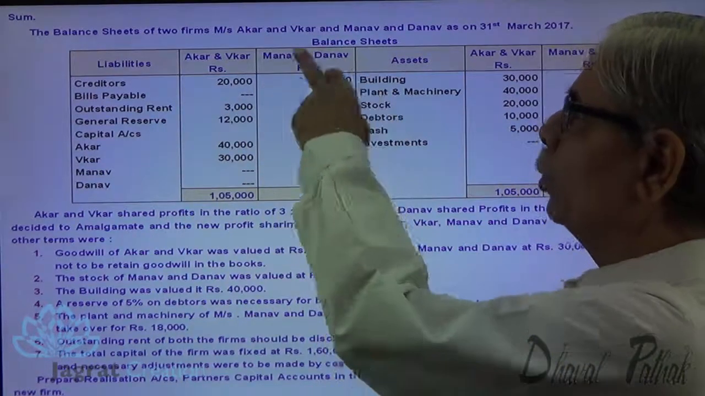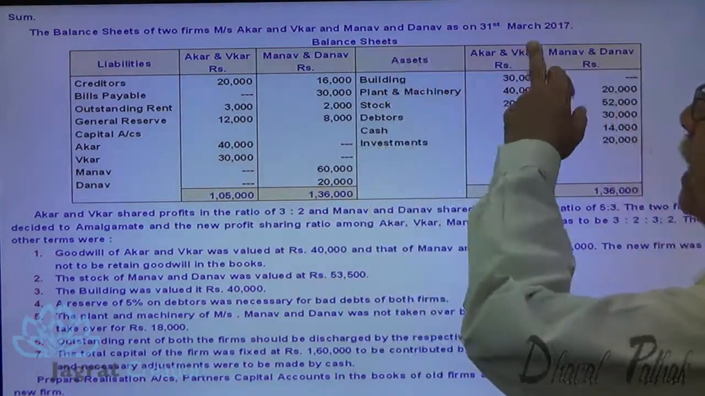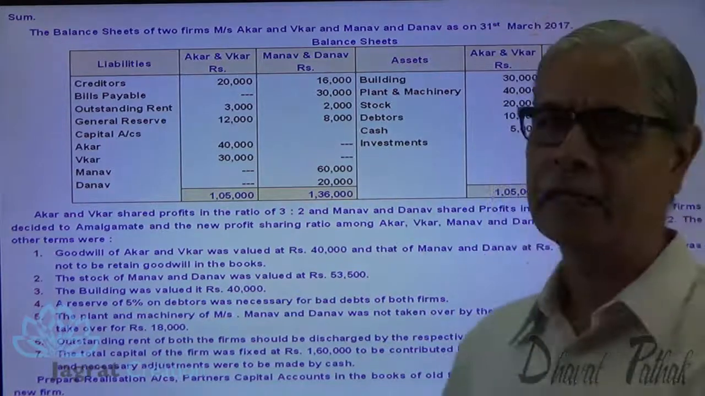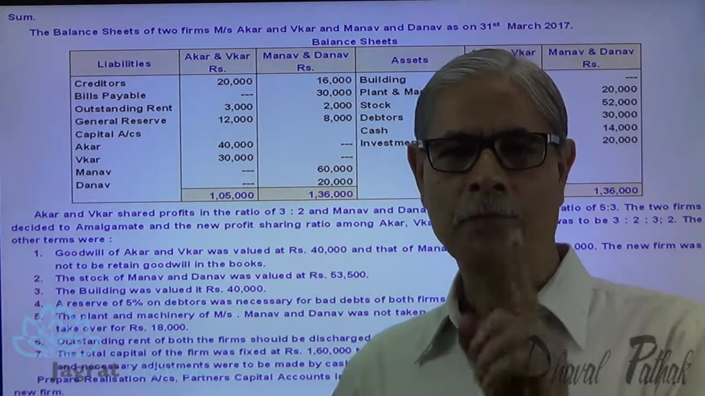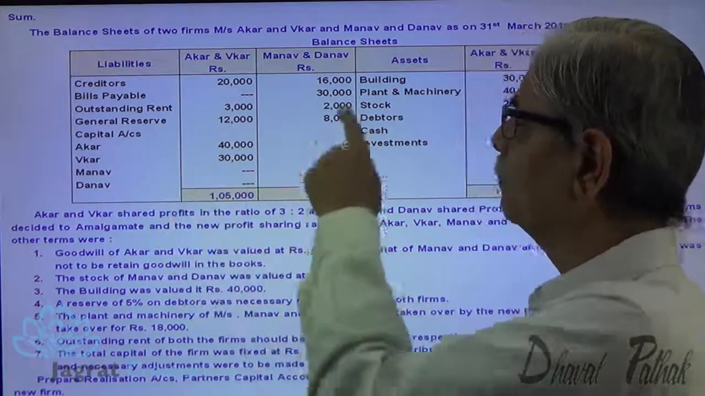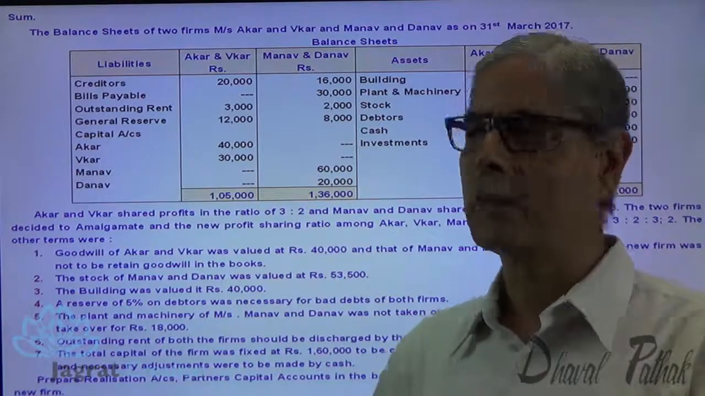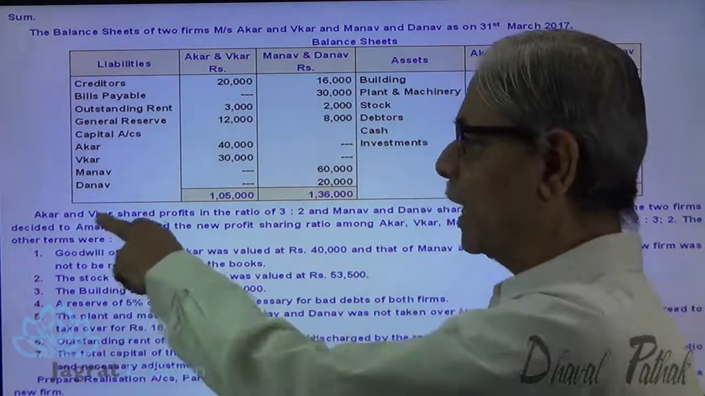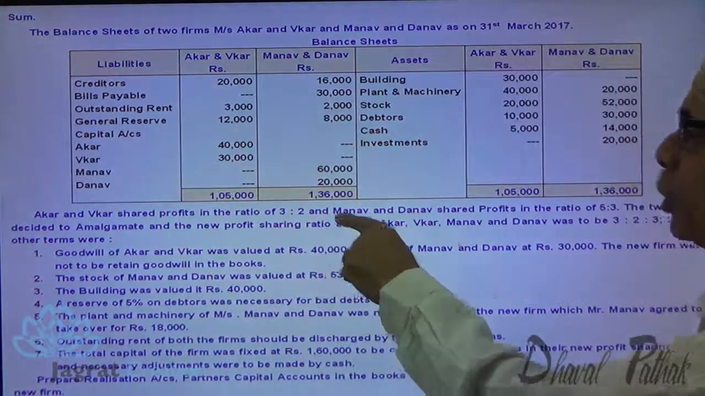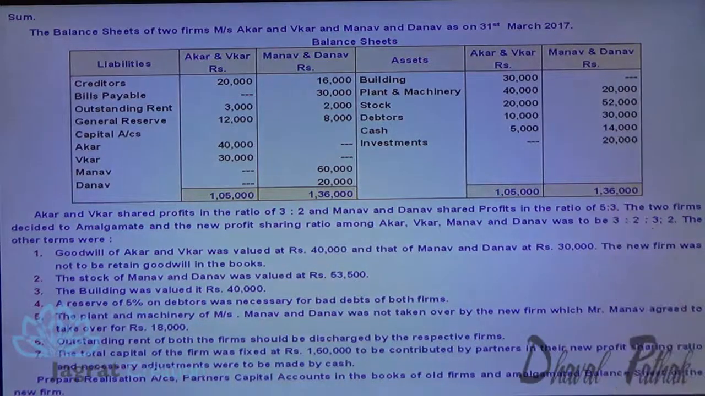The balance sheet of two firms, Akar and Bakar and Manav and Danav, as on 31st of March 2017 are as follows. So you are given the balance sheet of two partnership firms. In the first firm, Akar and Bakar are the partners. In the second firm, Manav and Danav are the partners. These are the assets and these are the liabilities. Akar and Bakar shared profits in the ratio of 3:2. Manav and Danav shared profits in the ratio of 5:3.